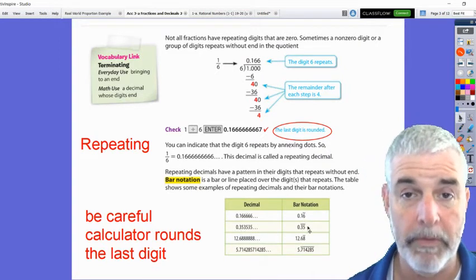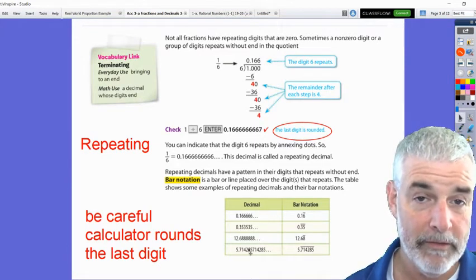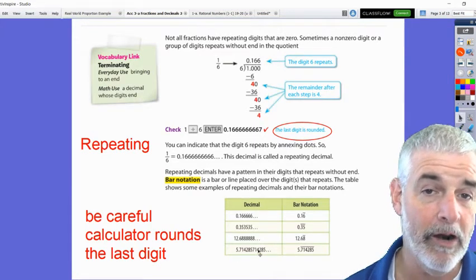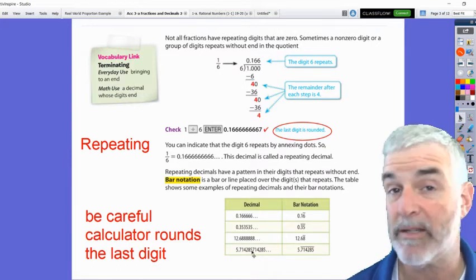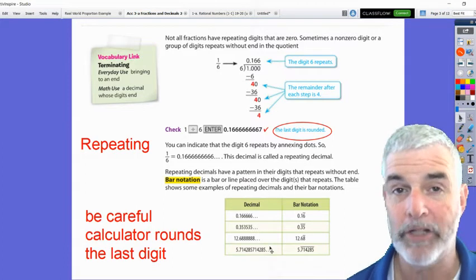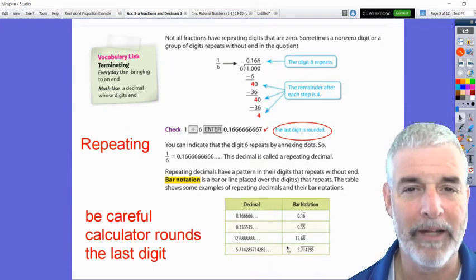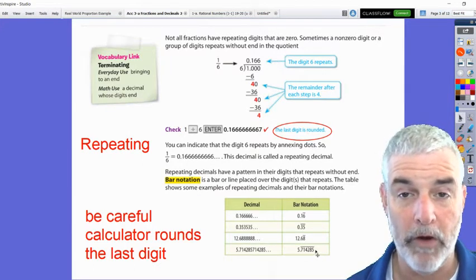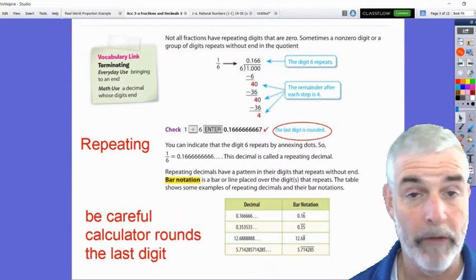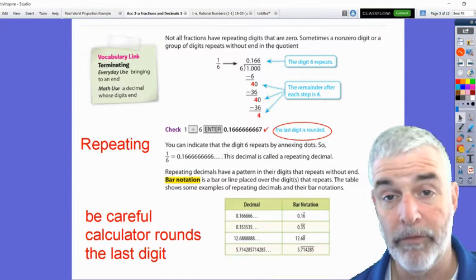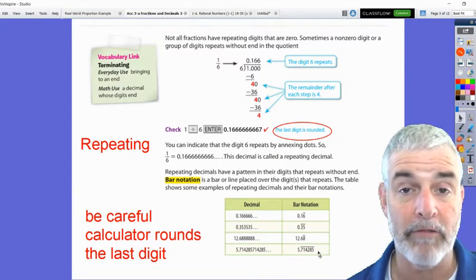If it's 2 digits that repeat, the bar goes over both of those digits. If it's sevenths, like this one down here, all your sevenths are 6-digit repeating decimals. I don't know what they are. I just know that when you do something of sevenths, the answer is a 6-digit repeating decimal. And so the bar goes over all 6 digits. And if your calculator went beyond here, it would do 714285, 714285, 714285, 714285. But at the end of the display, it's going to round off that number.